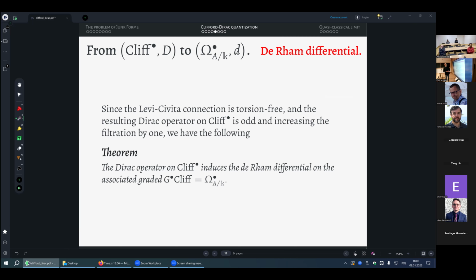Because the Levi-Civita connection is, first of all, torsion-free. And if we have a torsion-free connection, then we have a formula expressing the exterior derivative of a differential form in terms of the Levi-Civita connection applied to this form, the differential form. Okay? So sorry, Andrzej, but the condition of being torsion-free now is essential.